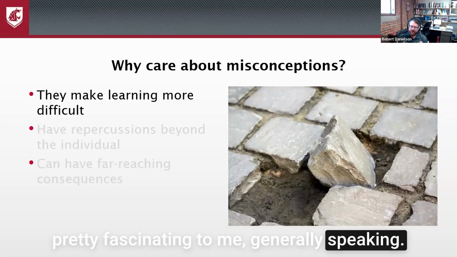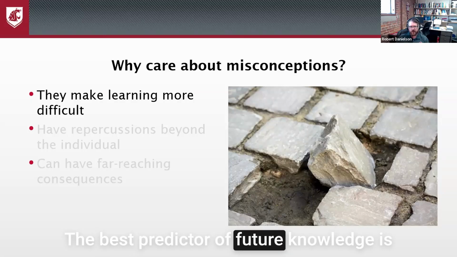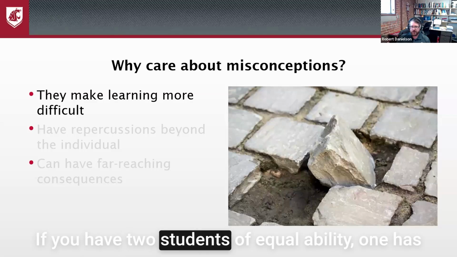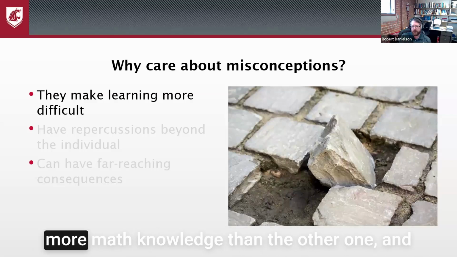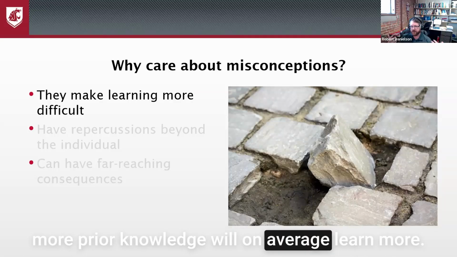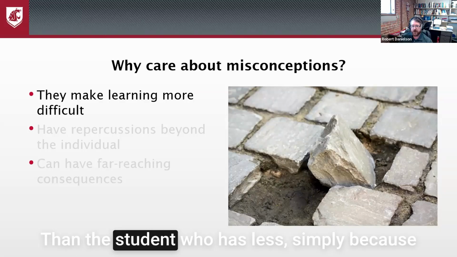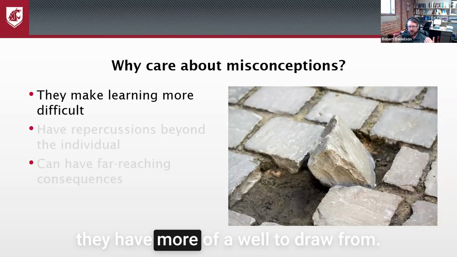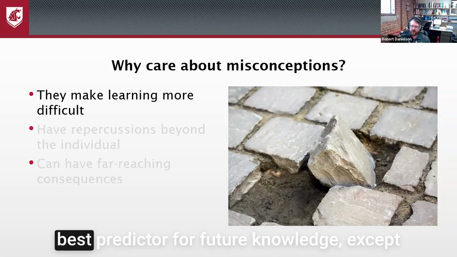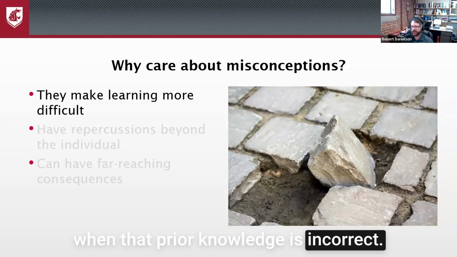Generally speaking, the best predictor of future knowledge is prior knowledge. So, all things being equal, if you have two students of equal ability, one has more math knowledge than the other one, and they both enter the same math class, the one with more prior knowledge will, on average, learn more than the student who has less, simply because they have more of a well to draw from, right? So, generally speaking, prior knowledge is the best predictor for future knowledge, except when that prior knowledge is incorrect.